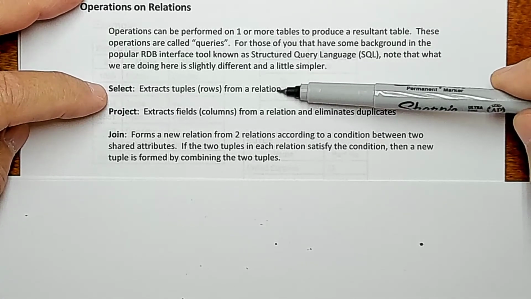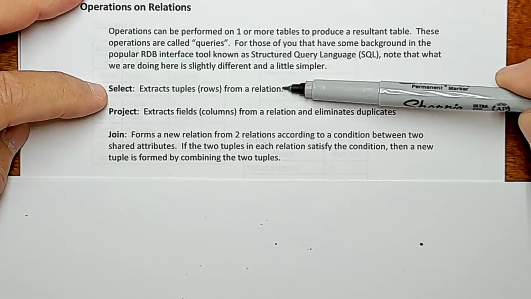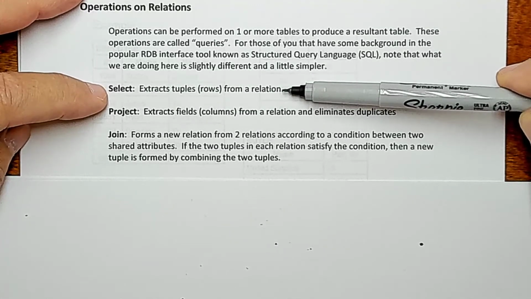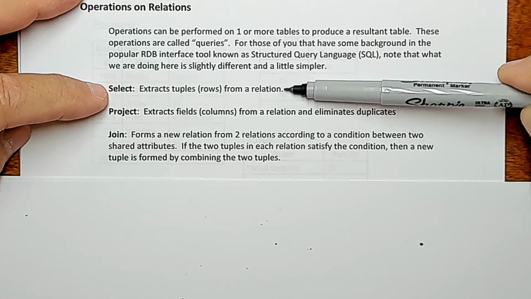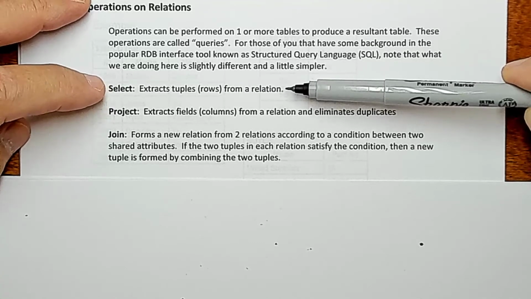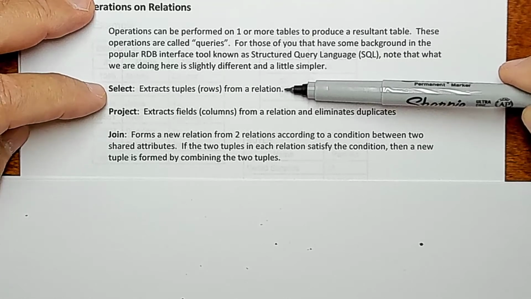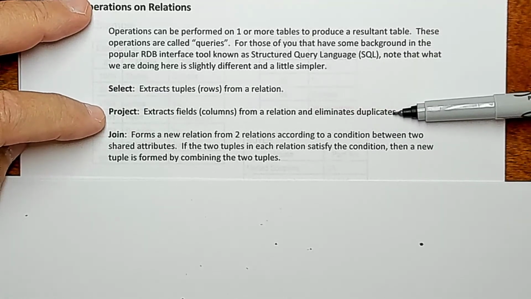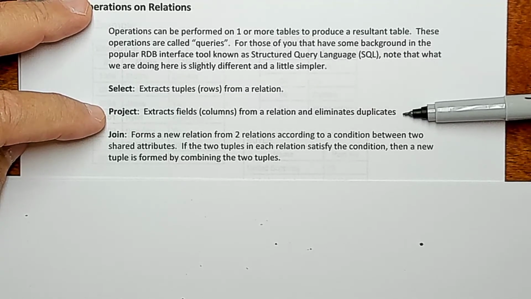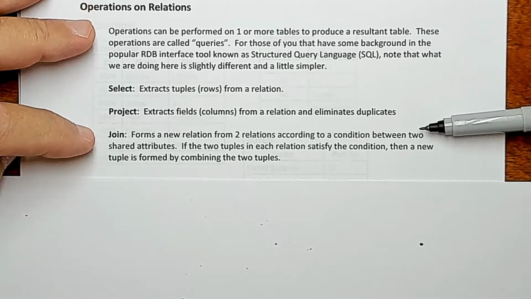So a select operation extracts rows from a relation. It just pulls out particular rows or particular tuples. And a project operation extracts fields from a relation. And it also eliminates duplicates, which is kind of like a group by in SQL, by the way. And then there's a join.